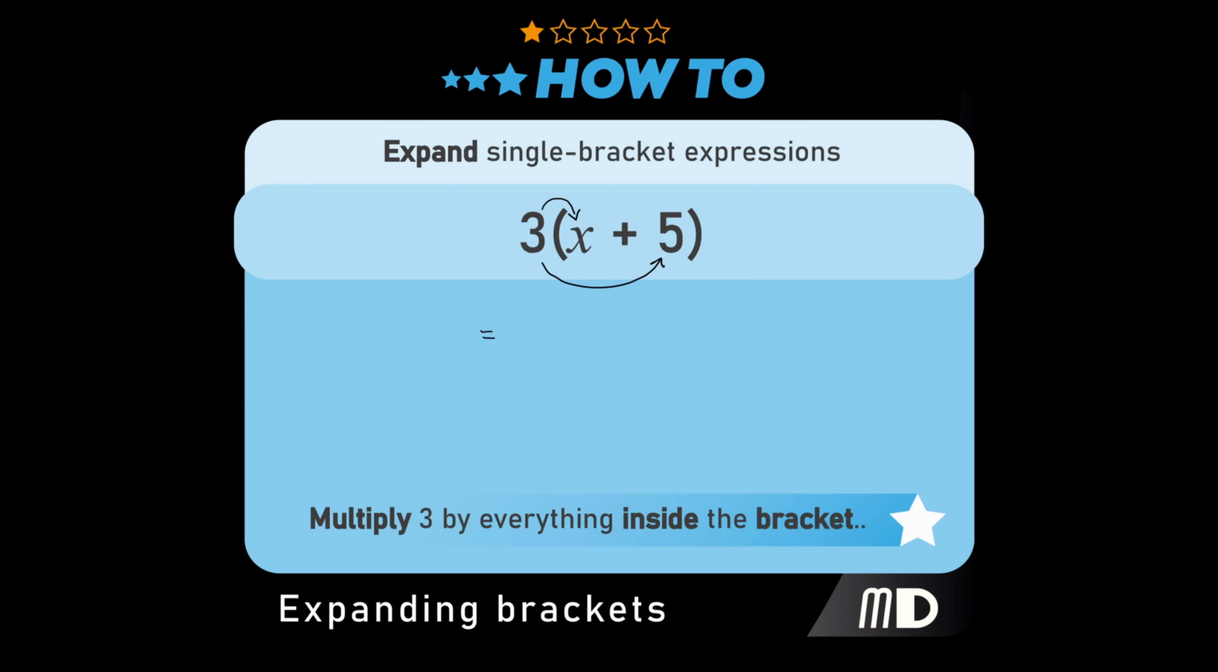3 multiplied by x is 3x. 3 multiplied by 5 is 15. The expanded expression is therefore 3x plus 15. Let's look at some more examples.